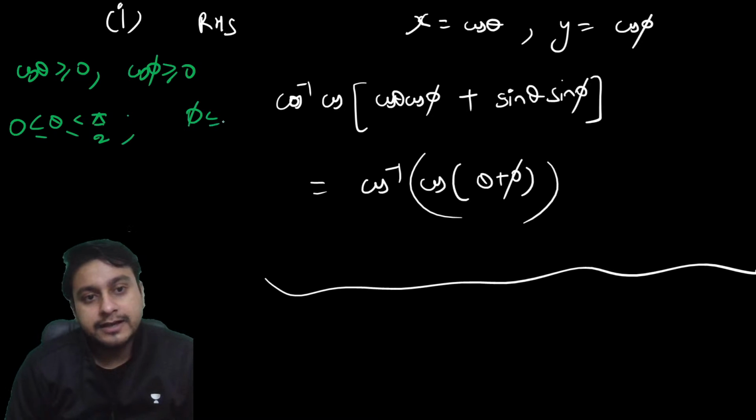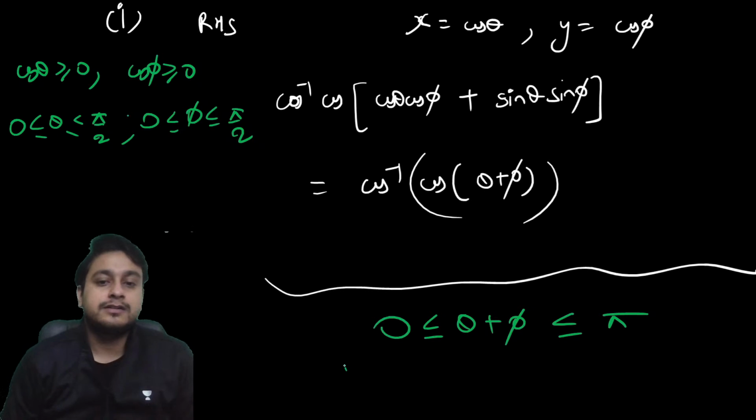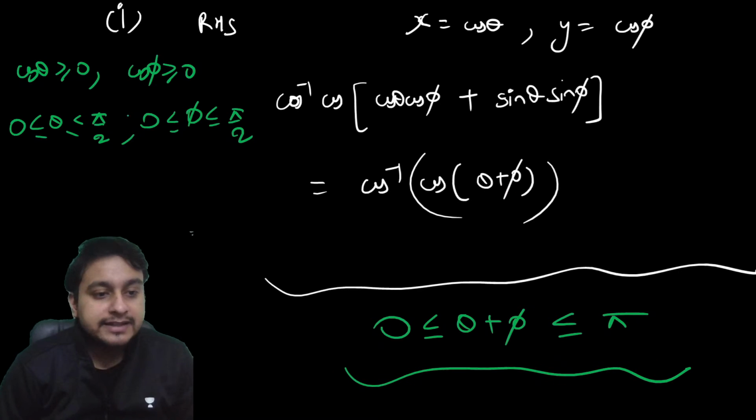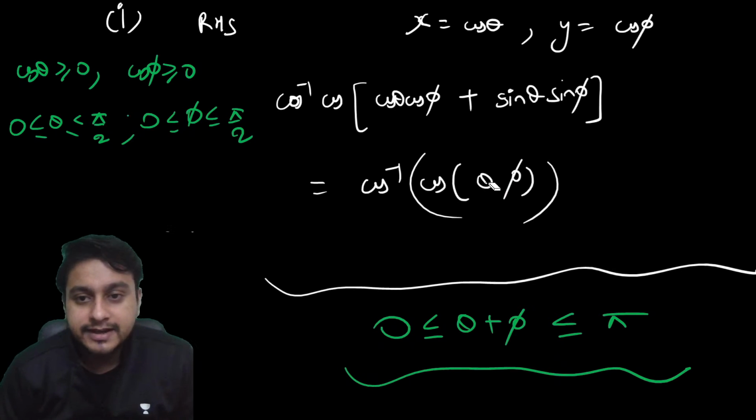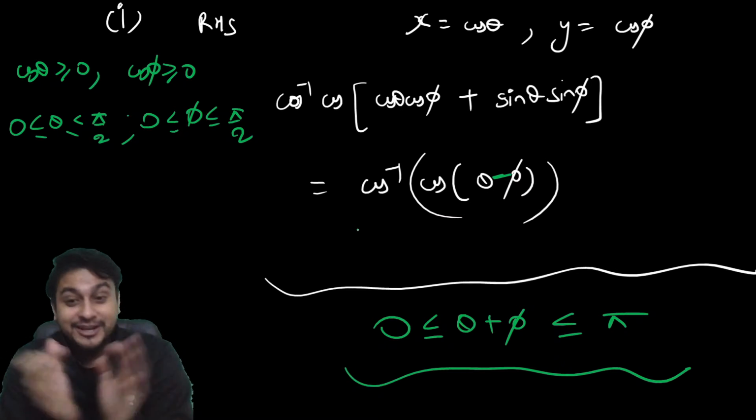Phi is also between 0 and 90, right? So guys, can I say that theta plus phi will be between 0 and pi? Same thing. Oh, sorry, this is minus 1. Just a second, guys. This is cos A cos B plus sin A sin B, which is cos of A minus B. Just a slight mistake. You have to be very careful.